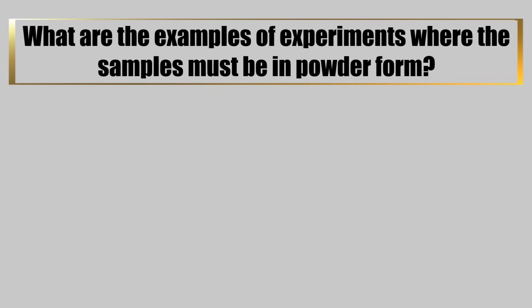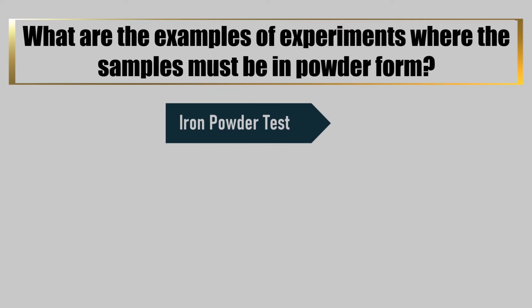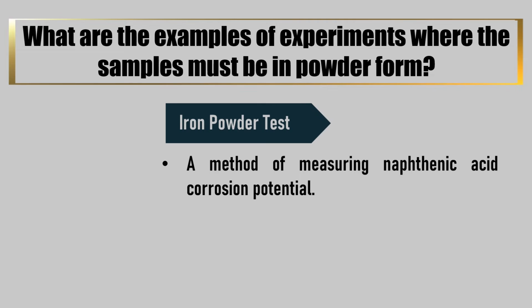What are examples of experiments where the samples must be in powder form? One of the experiments that uses a powder sample is the iron powder test. The iron powder test is a method of measuring naphthenic acid corrosion potential.